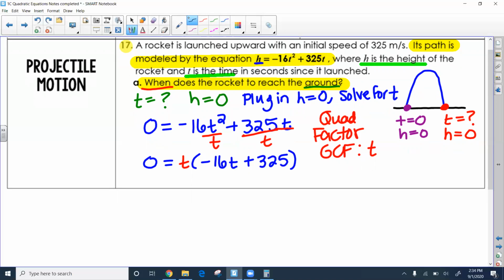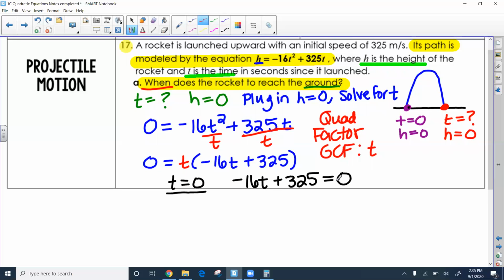Okay. Then remember, after we factor, we solve by setting each factor equal to 0. So I have to set the t equal to 0, and I have to set the negative 16t plus 325 equal to 0. Set each factor equal to 0 and then solve. This equation is technically already solved for us. t equals 0. That's one of our solutions when the rocket's on the ground, but that's actually referring to our starting point here.